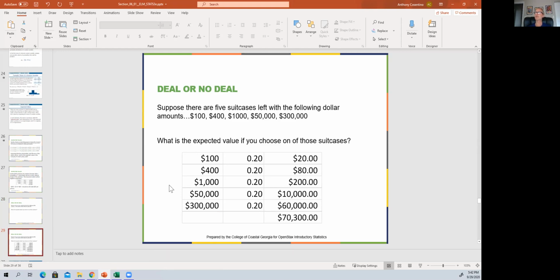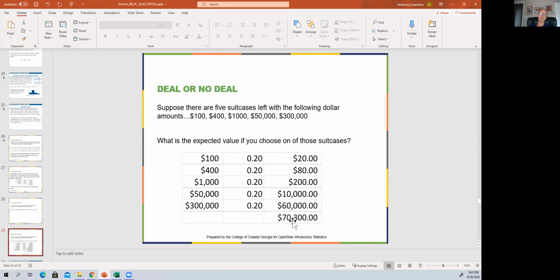And here we have our 4 values. And so this is our X. Our second column is our probability, which is 1 out of 5, or 0.2. And our third column is multiplying the X times P of X. And so if you do all that, you can see that the big one down here is 60,000. But if you add all those up, the expected value would be 70,300.